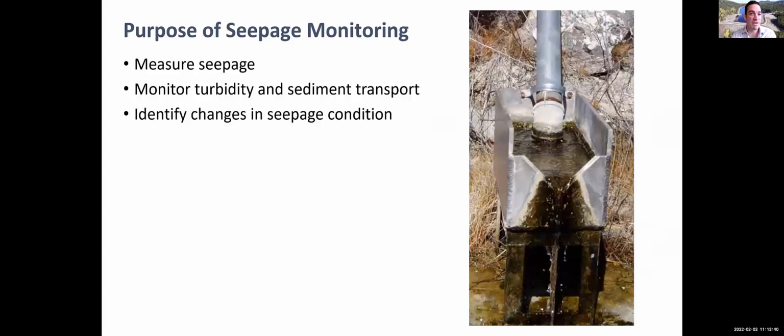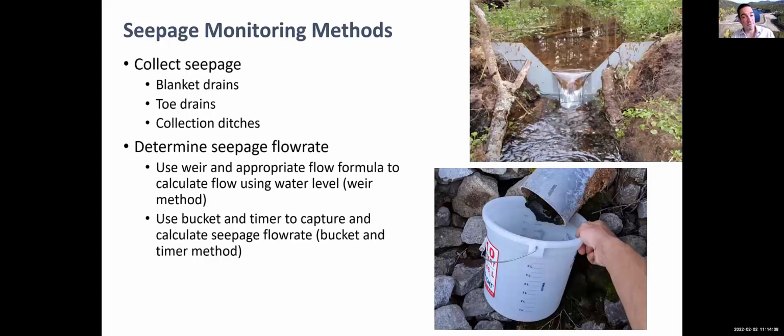So in this case, you have a collection method and you have a V-notch weir. It's kind of a hybrid little method here. You could just have the pipe and a bucket, which works really great. But in this case, you also have a sediment catch. You can look in there and get a sense if there's any fine sediments in there and if there's anything eroding. So the seepage monitoring allows you to identify changes in seepage condition because you have the flow, but also potentially some sediment.